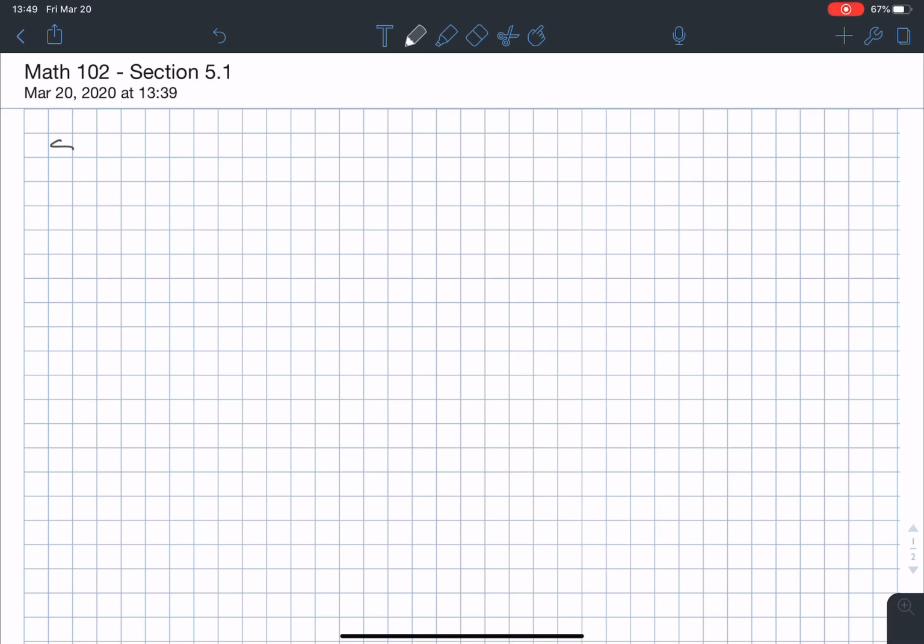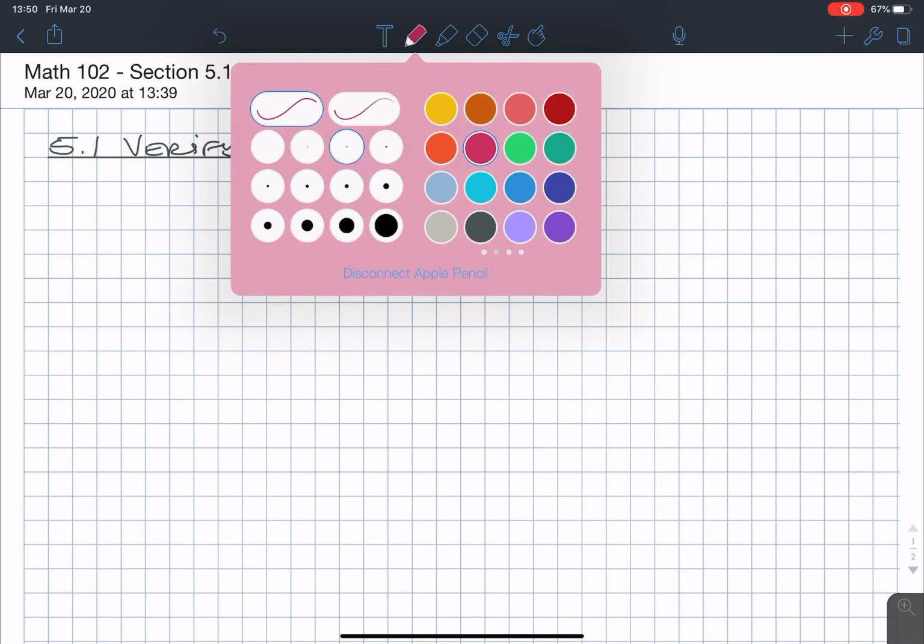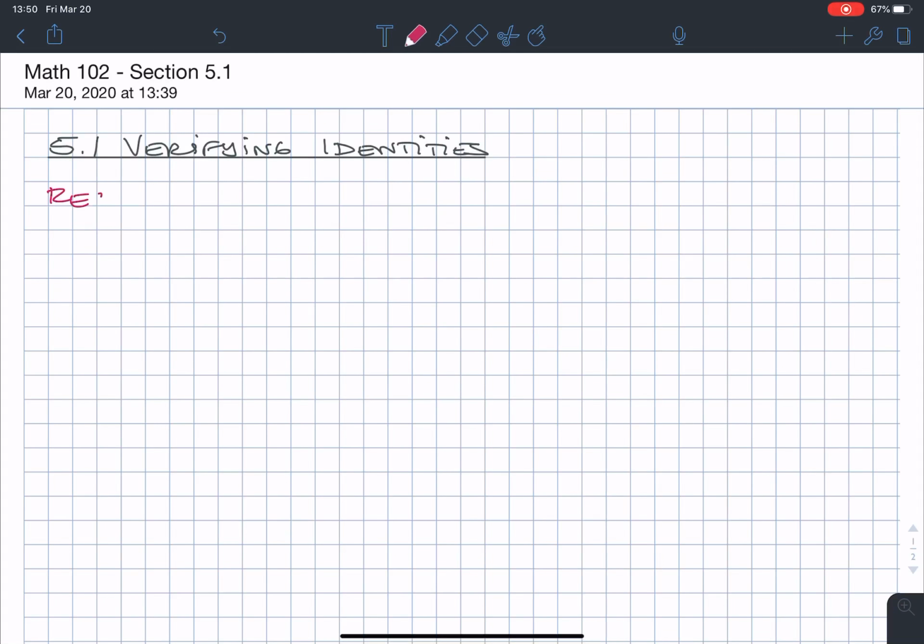Okay, so welcome to section 5.1, which is verifying identities. And let's recall our reciprocal identities and our Pythagorean identities.